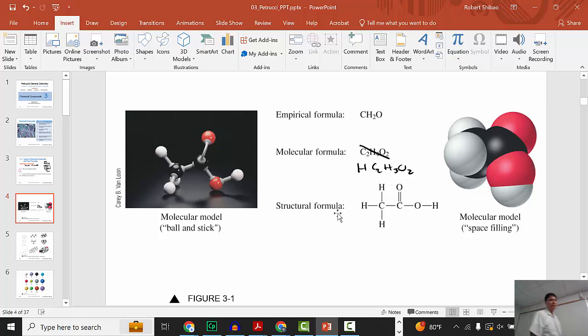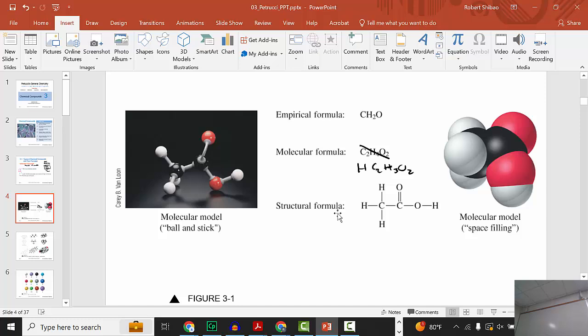Acetic acid is what we call a monoprotic acid. Only one of the hydrogens is acidic. And this is the structure of acetic acid. Which hydrogen is it? The black ones are carbon, the white ones are hydrogen, the red ones are oxygen. Is it one of these three over here, or is it this one over here? It's this one over here.